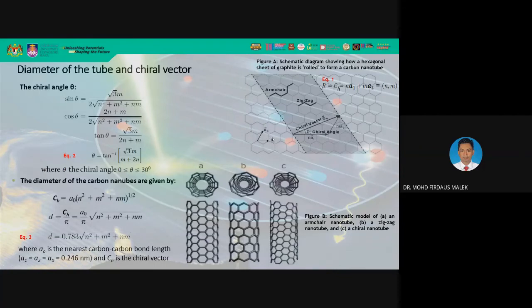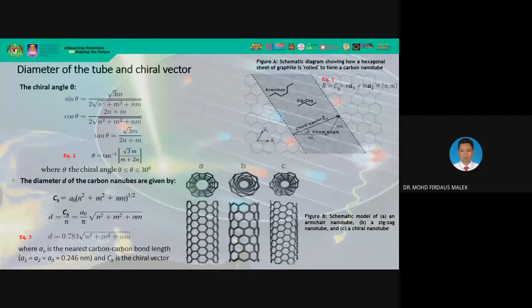This one is the fixed value. Later I will show you what the value is. Okay, so this one is the integer: integer n times a1, plus integer m times a2. So you will have the value of the chiral vector, which is Ch.